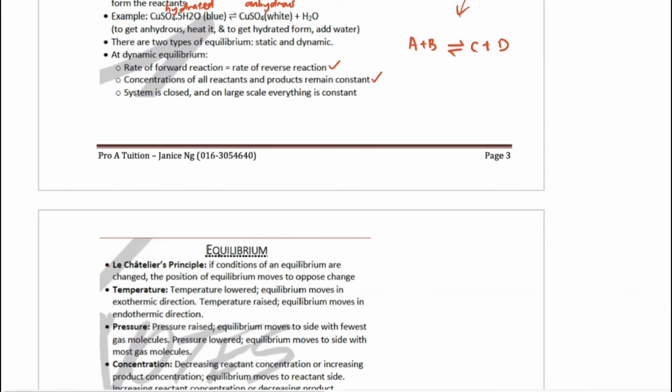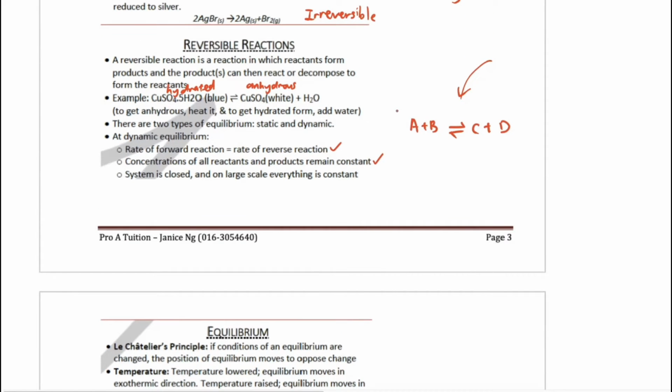So I still don't understand: the system is closed and on a large scale everything is constant. Closed system means you just let A plus B react to form C and D. You don't add anything from outside. You don't add water to it, or add C, or A, or B, or maybe change the pH. So just let the reaction be A plus B reversible to C and D. Just let these four react with each other and don't put other things into it. That is a closed system.